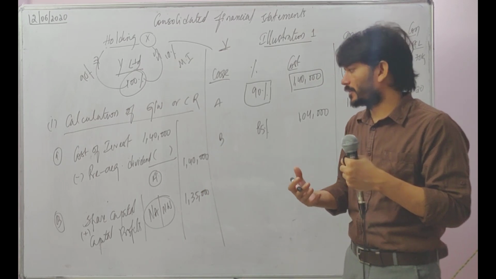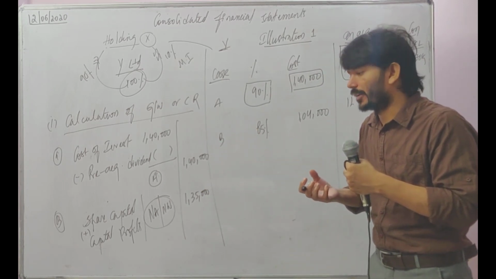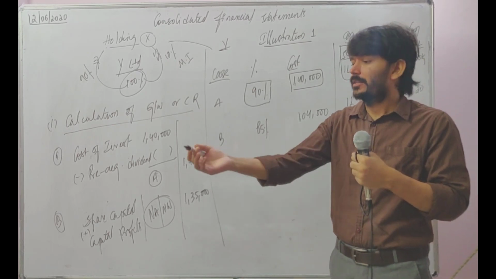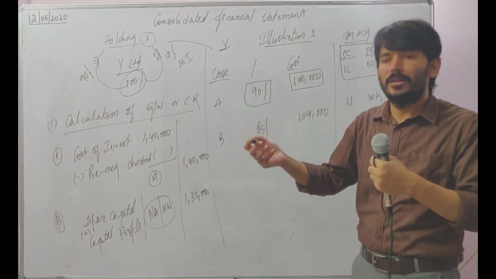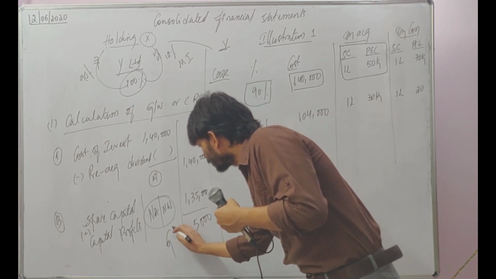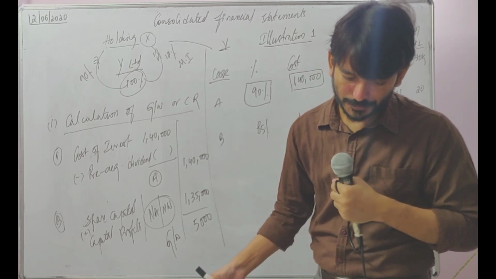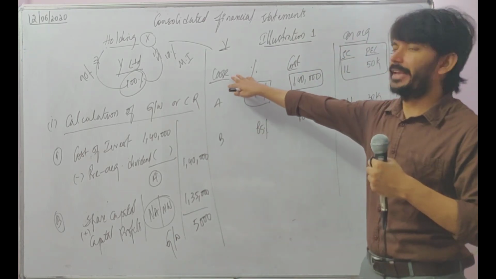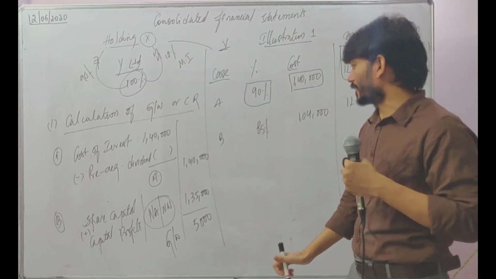Think in simple terms: you are paying 1,40,000, but you are receiving the value of 1,35,000, which means that you are paying more. Why do you pay more for a product? See, for this product, why do I pay more? Maybe it has some value, some goodwill. So that is 5,000 goodwill. Okay, so that is the answer for part A, case A.